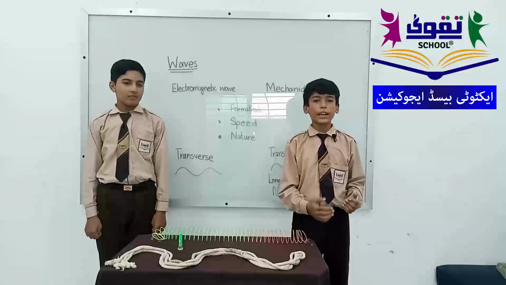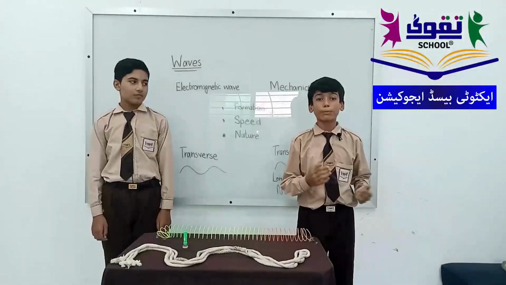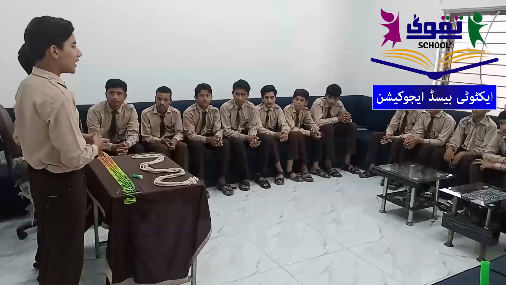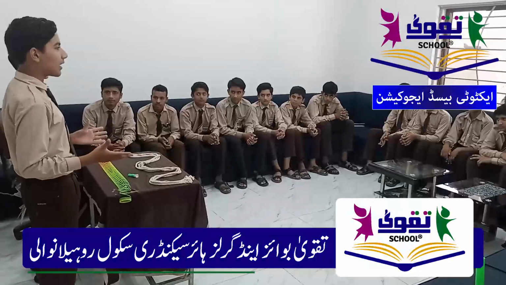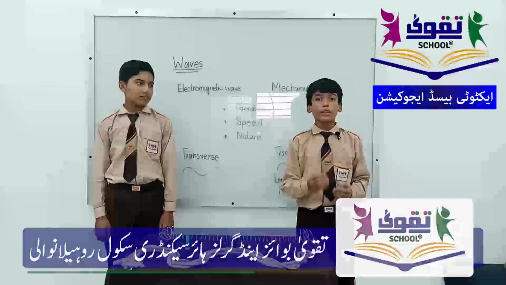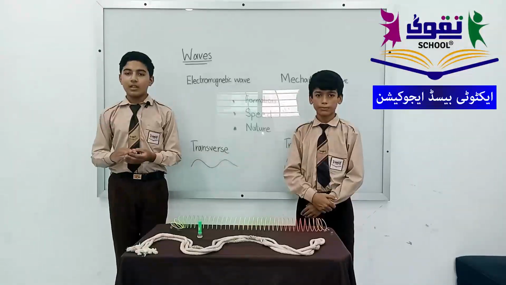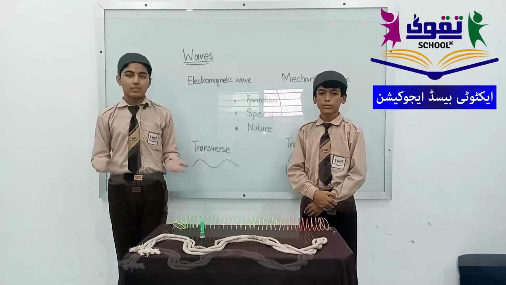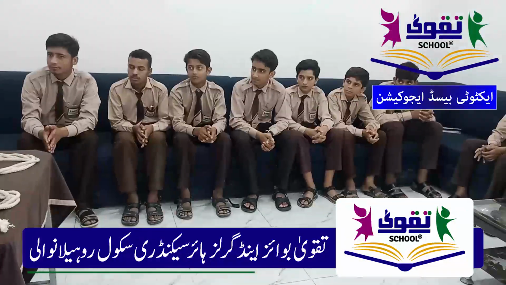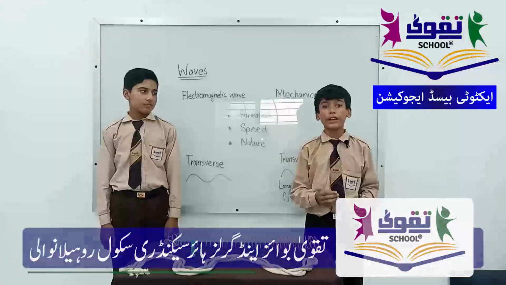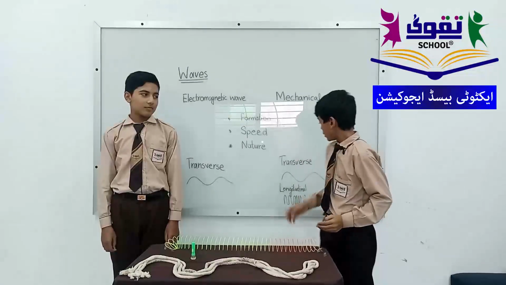Formation: a mechanical wave is formed due to the vibration of particles of the medium. An electromagnetic wave is formed due to electric and magnetic fields. Speed: mechanical waves are slower, while electromagnetic waves can travel at the speed of light. Nature: mechanical waves are longitudinal and transverse in nature.